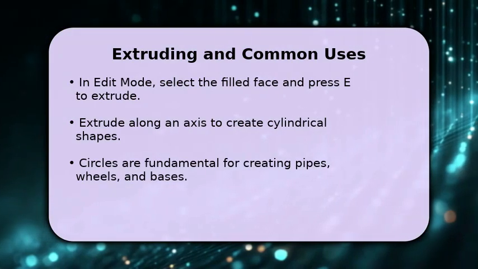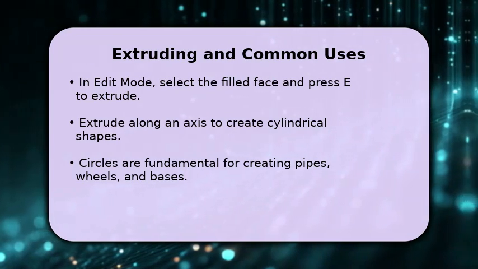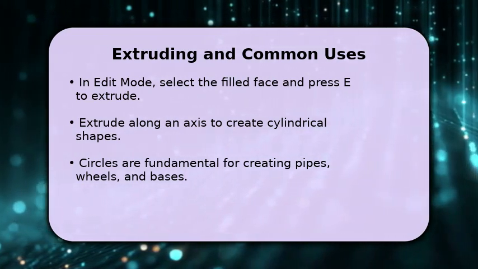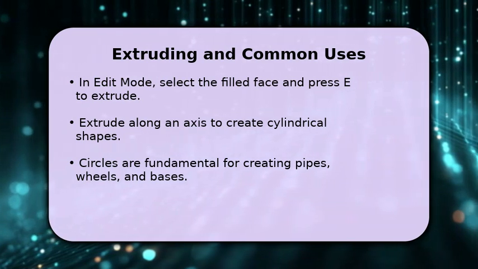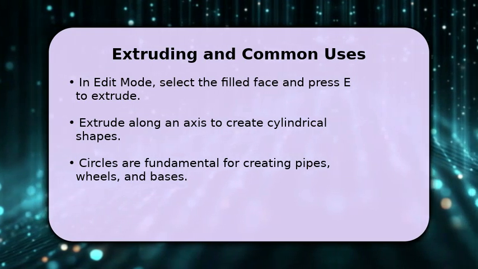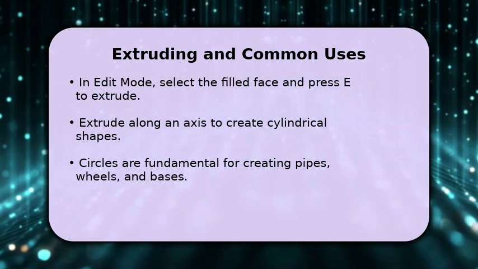After filling the circle, you can further manipulate it. In Edit mode, with the face selected, press E to extrude it. You can then pull it along an axis to create a cylinder or a pipe. Circles are incredibly versatile in Blender, serving as foundational elements for countless objects, such as wheels, gears, or the bases of more complex structures.